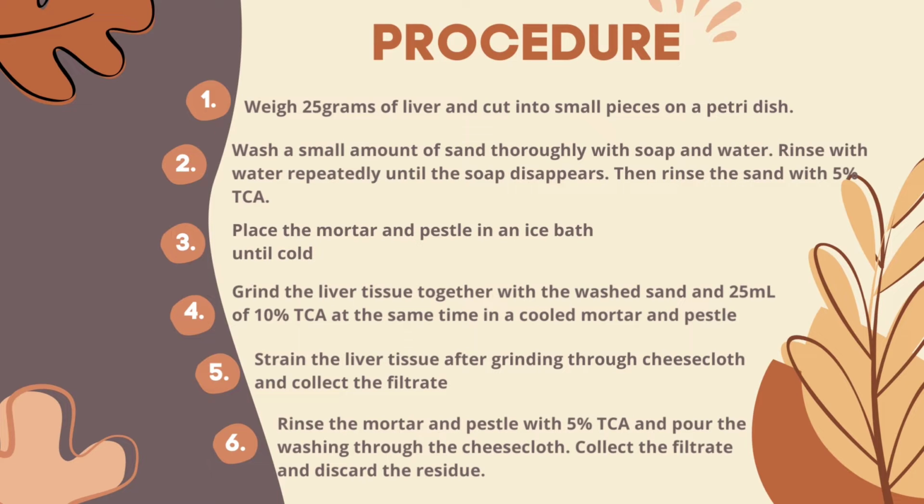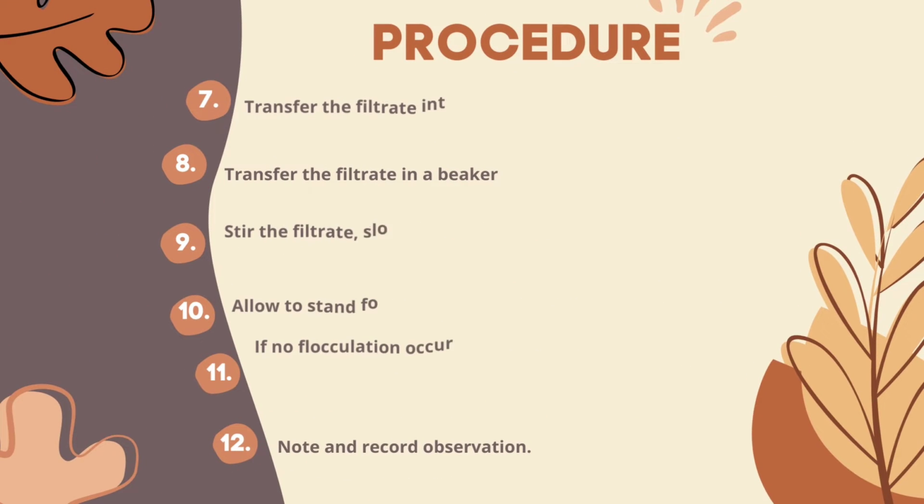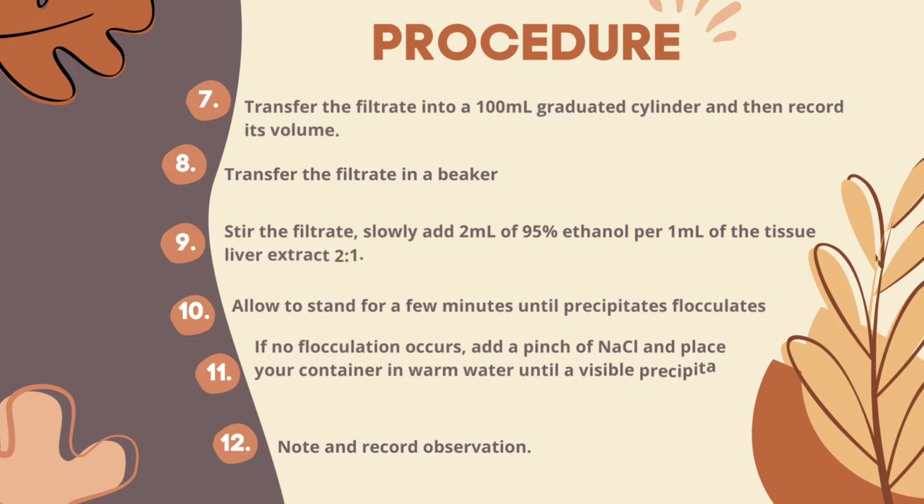Step 5. Strain the liver tissue after grinding through cheesecloth and collect the filtrate. Step 6. Rinse the mortar and pestle with 5% TCA and pour the washing through the cheesecloth. Collect the filtrate and discard the residue. Step 7. Transfer the filtrate into a 100 ml graduated cylinder and then record its volume. Step 8. Transfer the filtrate in a beaker. Step 9. Stir the filtrate slowly.